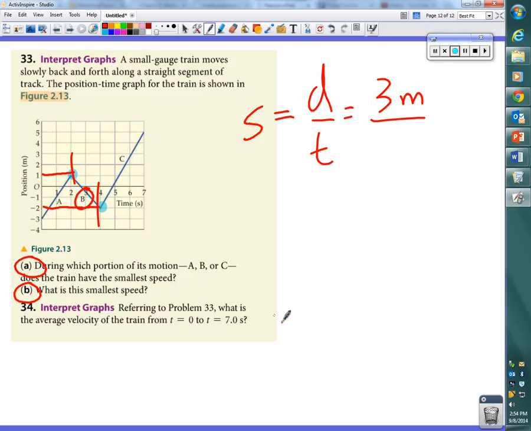Time that it takes to go that 3 meters? Okay. What's the velocity of the train during that section? Negative 1.5 meters per second.